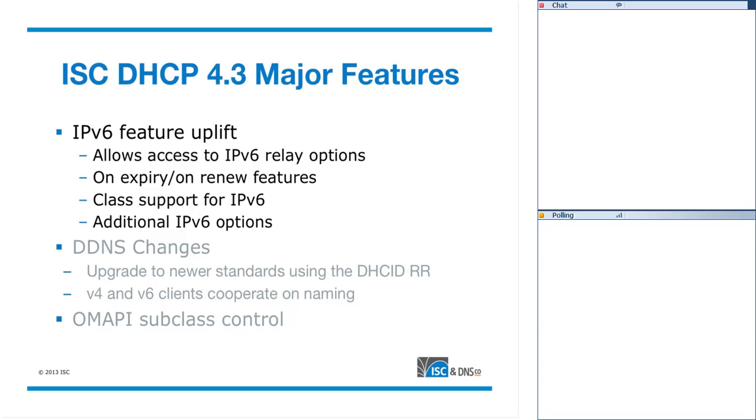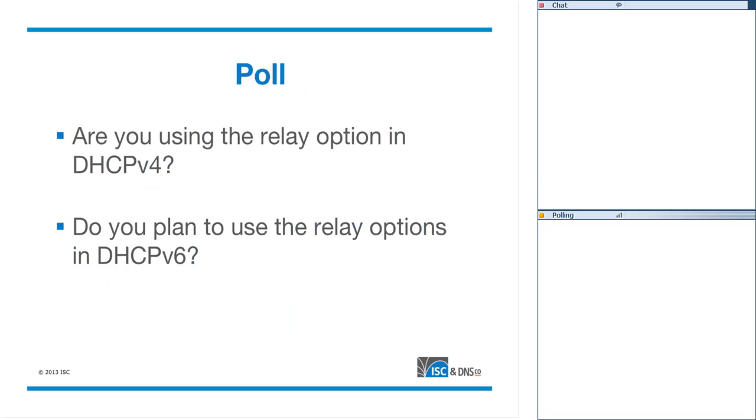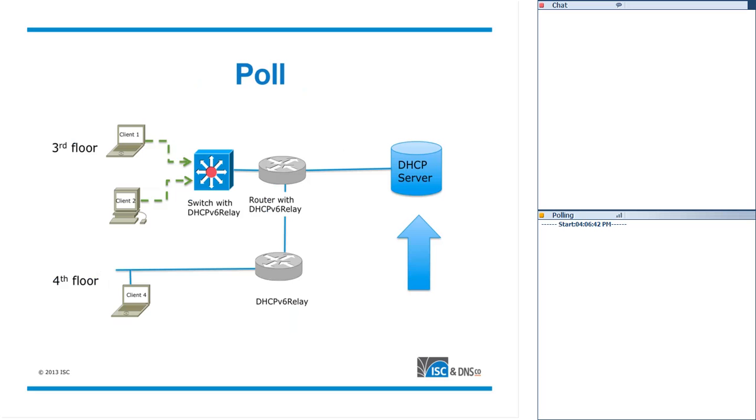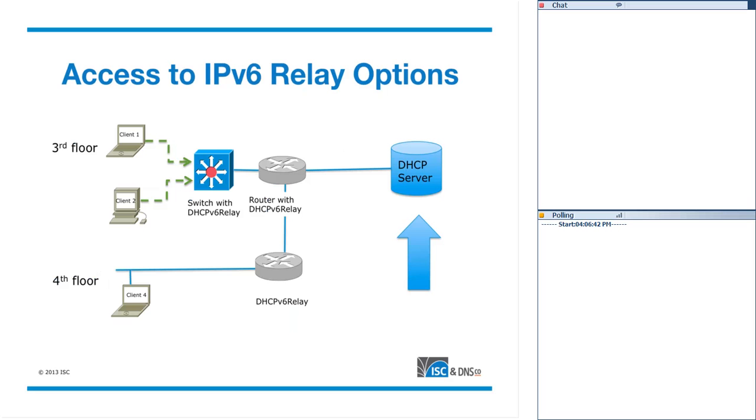We'd like to actually start off, we're going to be talking about relay options first, and so we'd like to start off with a quick poll and ask, are you using relay options in DHCPv4? And as well, do you plan to make use of relay options in DHCPv6? And while you're doing that, we'll continue on with the presentation.